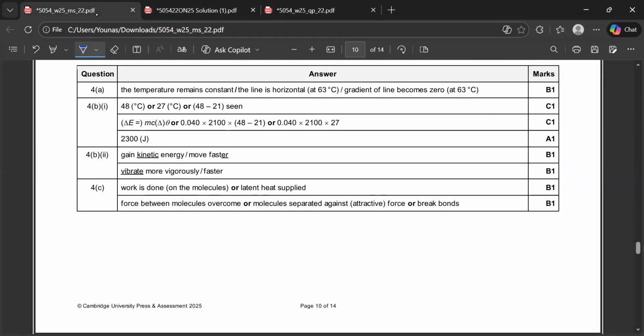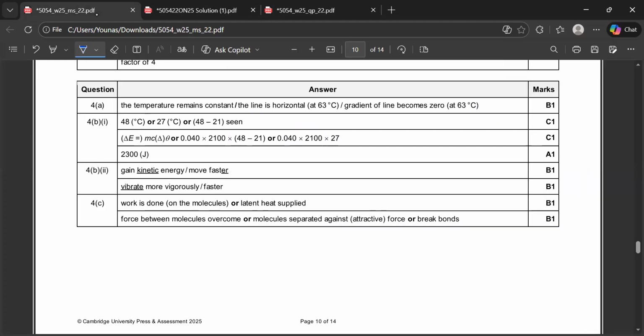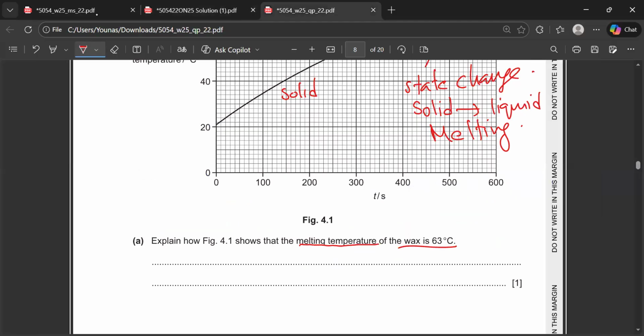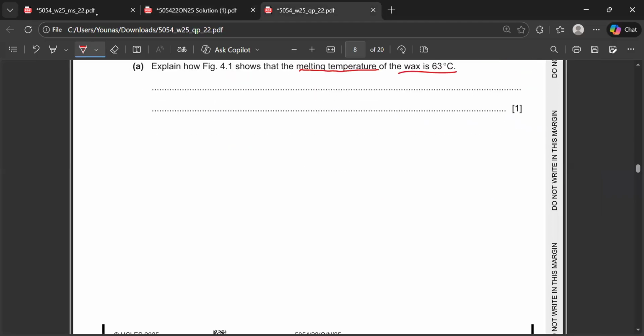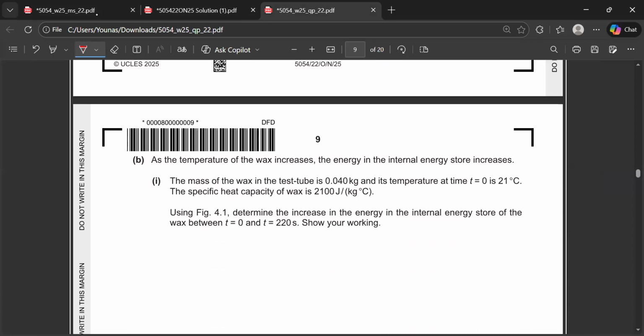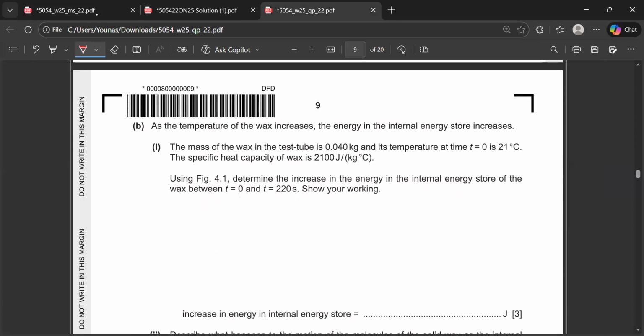And now you can see question number 4 on your screen. Its marking scheme is showing up. So he says the temperature remains constant, the line is horizontal, gradient of the line becomes 0. It's a 1 mark question. This is what I have written here. Okay. Then they say question number 4 and its B part, he says, here we have.